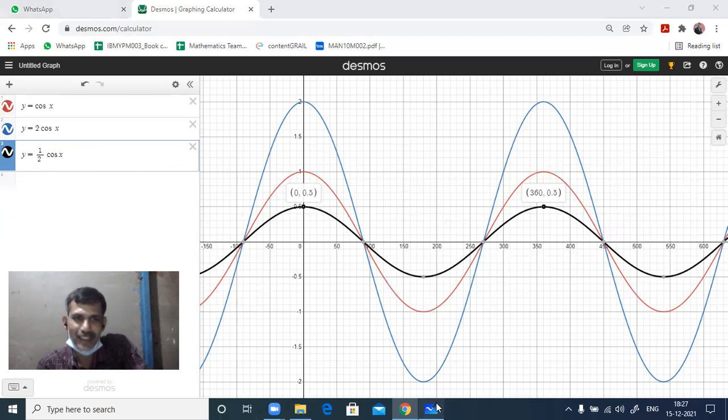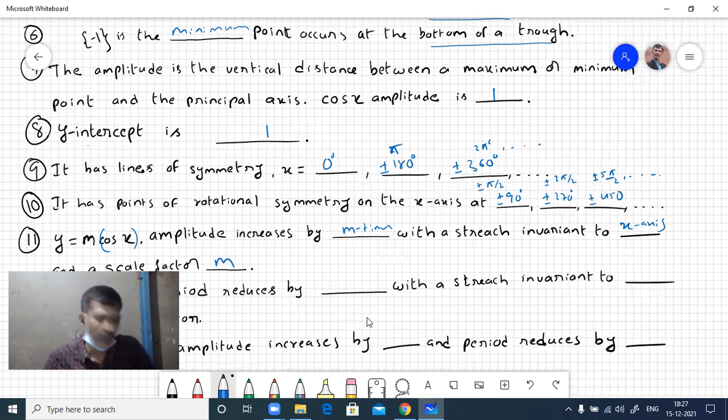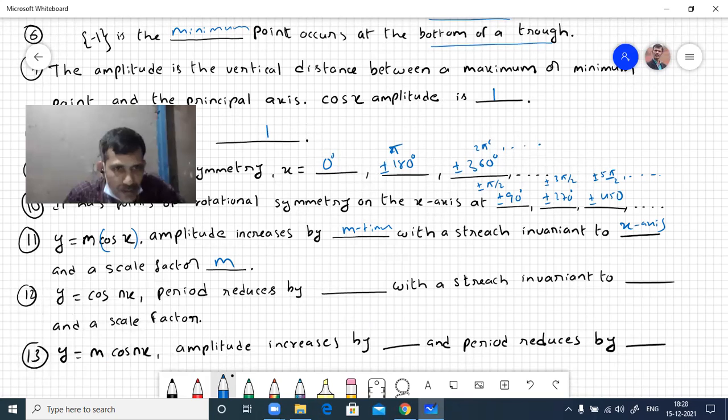Okay, is it interesting? Next, let's see what happens if cos nx is there. Just wait, one minute. I'll do this so that you can see y equal to cos nx. Now, the angle is multiplied with n. See here, the angle is multiplied with a constant. Then what happens? The period is going to reduce by n times, a stretch invariant to the y-axis with a scale factor 1 by n. See, it reduces, no? 1 by n.